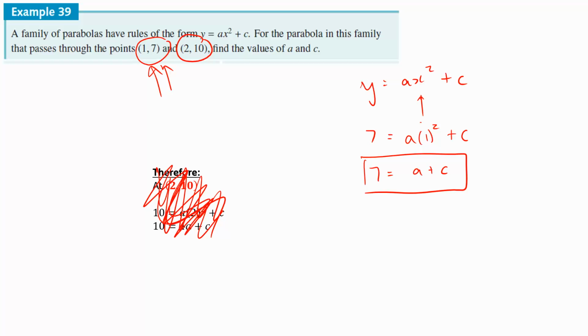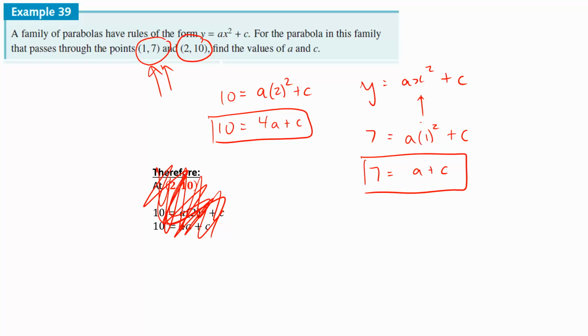So what does that mean? That means when x is 2, y is 10. So I'm going to follow that. I'm like, all right, well, that means 10 has to equal a times 2 squared plus c, and that gives me 10 equals 4a plus c.